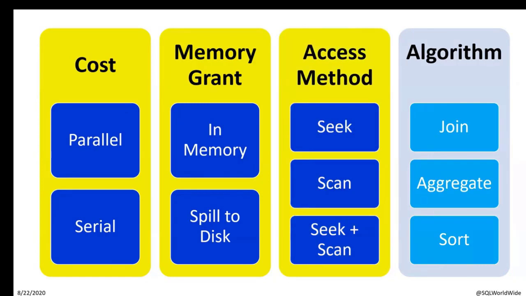How do we access a table? Do we do a seek, a scan, or a seek plus scan? All these things depend on your estimate. So if the cardinality estimator estimates wrong numbers, everything is going to be affected. Eventually your query is going to run longer. And when your query runs longer, what will happen? Your throughput is going to go down.